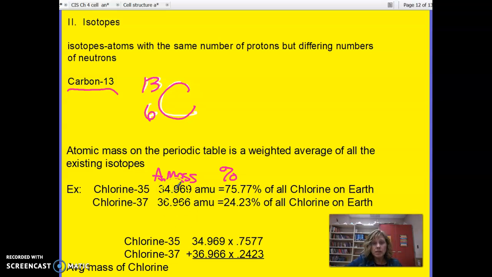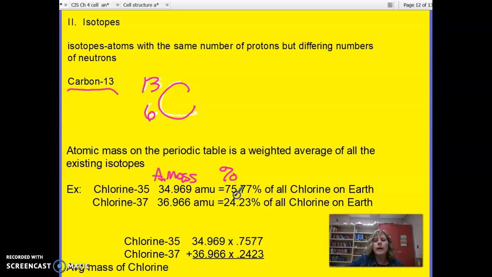Percent abundance, the chlorine 35, 75.77% of all the chlorine on Earth is actually this isotope. So 3/4 of the time, if I just take random samples of chlorine, 3/4 of those atoms are going to be chlorine 35. The other 24.23%, so almost a quarter of them, are chlorine 37. So if I want to know the average atomic mass, I have to take into account that one is more rare than the other. So here's how I calculate that.